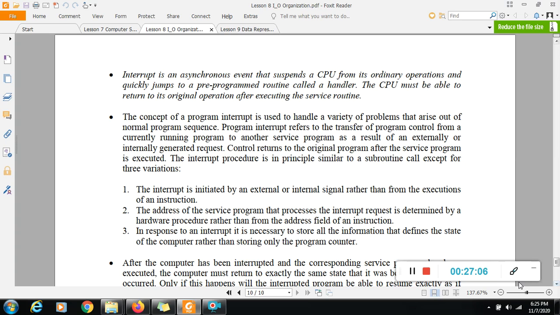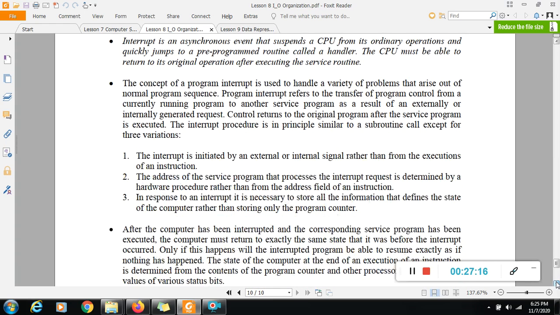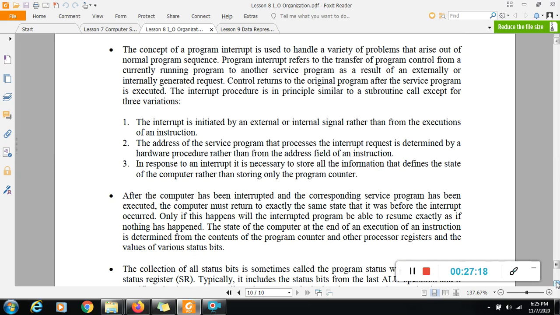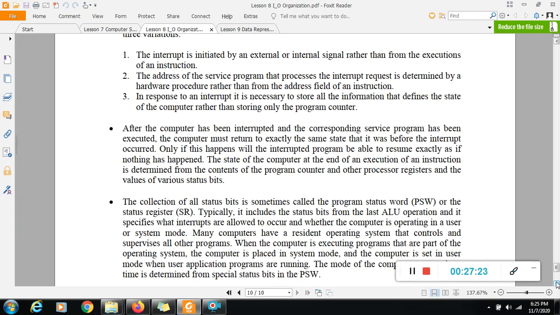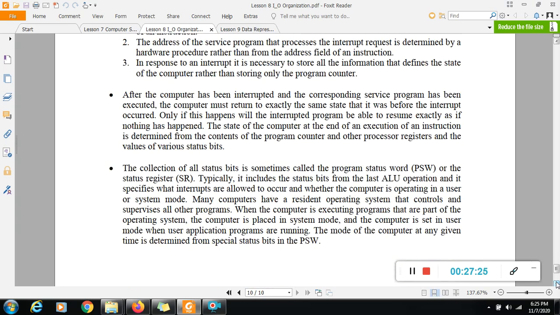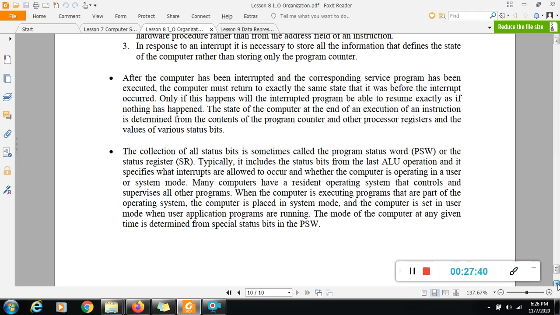Three, in response to an interrupt, it is necessary to store all the information that defines the state of the computer rather than storing only the program counter. We call it the context switch. After the computer has been interrupted and the corresponding service program has been executed, the computer must return exactly to the same state we had before the interrupt. It's called context switching. That context switching involves the program status word, that is, the saving of all the status bits in what we call the program status word, so that they can be restored to the original form, and therefore we say that the context has been restored.